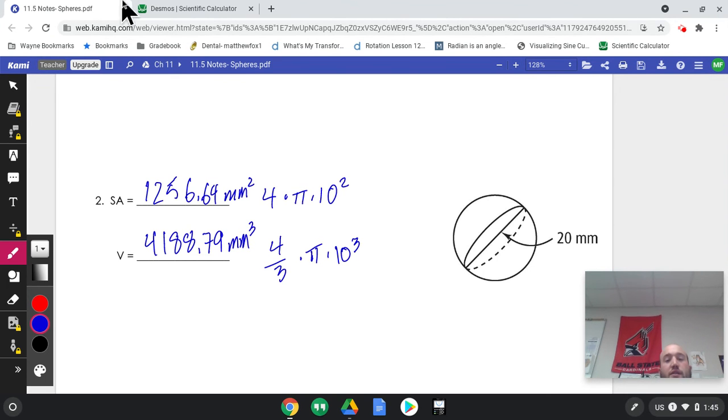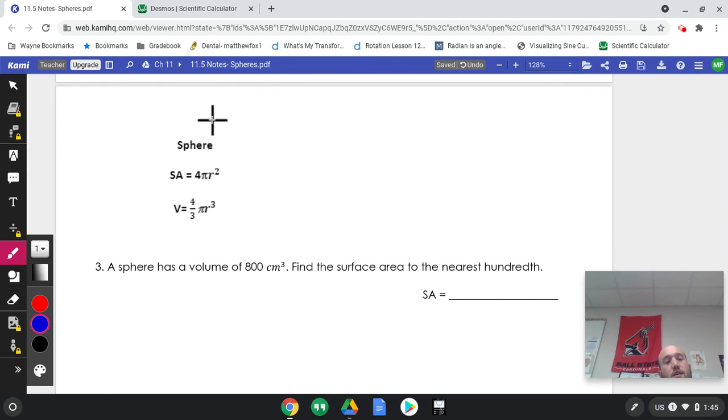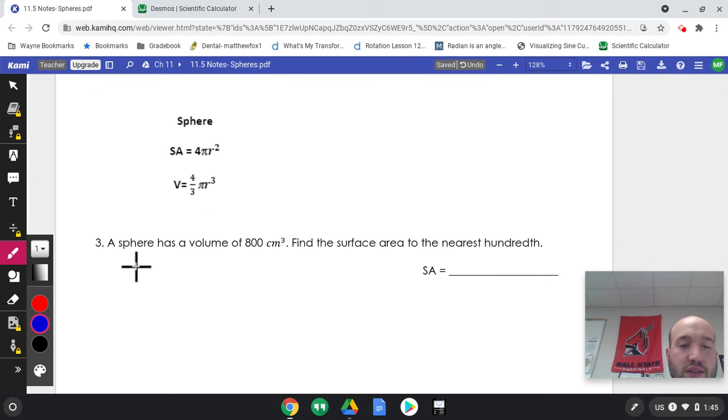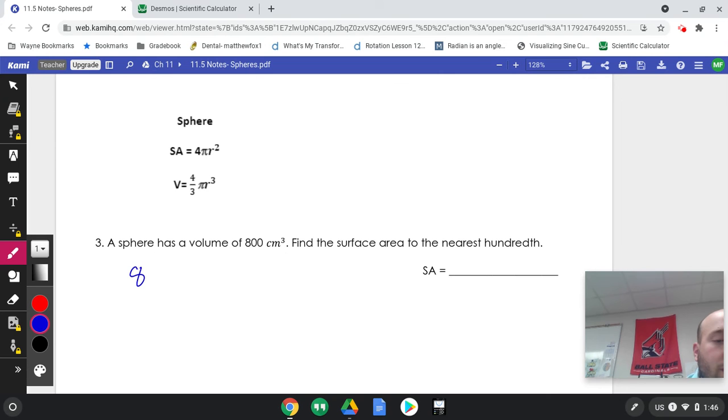All right, one final thing we're going to talk about today is, once again, here's a reminder of our formulas. It says, on this problem, it says a sphere has a volume of 800 centimeters cubed. Find the surface area to the nearest hundredth. Now, if we're going to do this, we have to first find what is the radius. What is that missing radius? So 800 is the volume. If we set this equal to 4 over 3 pi r cubed.